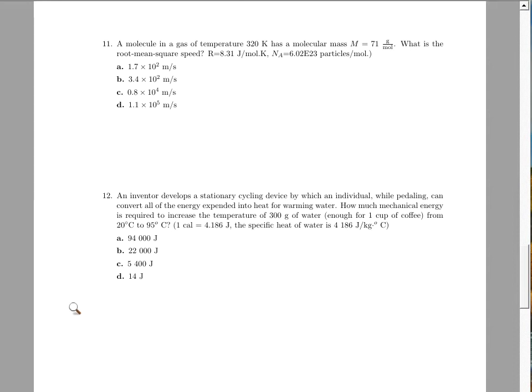Question 11. A molecule in a gas at a temperature of 320 Kelvin has a molar mass m equals 71 grams per mole. What is the root mean square speed? This is going to use somewhat our modified ideal gas equation, where 2 over the degrees of freedom times U equals PV equals nRT.